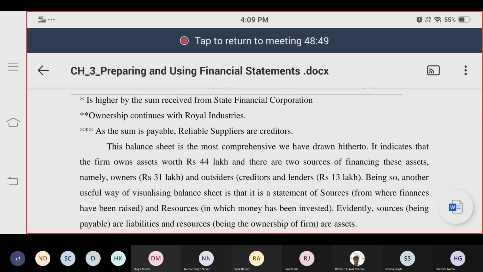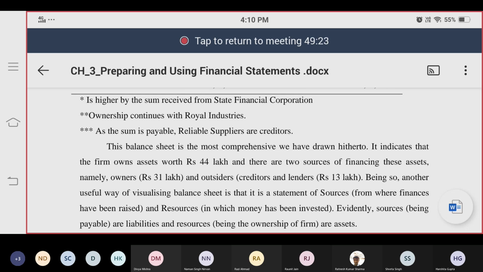It indicates that the firm owns assets worth 44 lakhs, and there are 2 sources of financing these assets, namely owners, jinka 31 lakhs laga hua hai, and outsiders, creditors and lenders, who have basically financed our business directly or indirectly to the tune of 13 lakhs. Being so, another useful way of visualizing the balance sheet is that it is a statement of sources from where finances have been raised and resources in which the money has been invested.